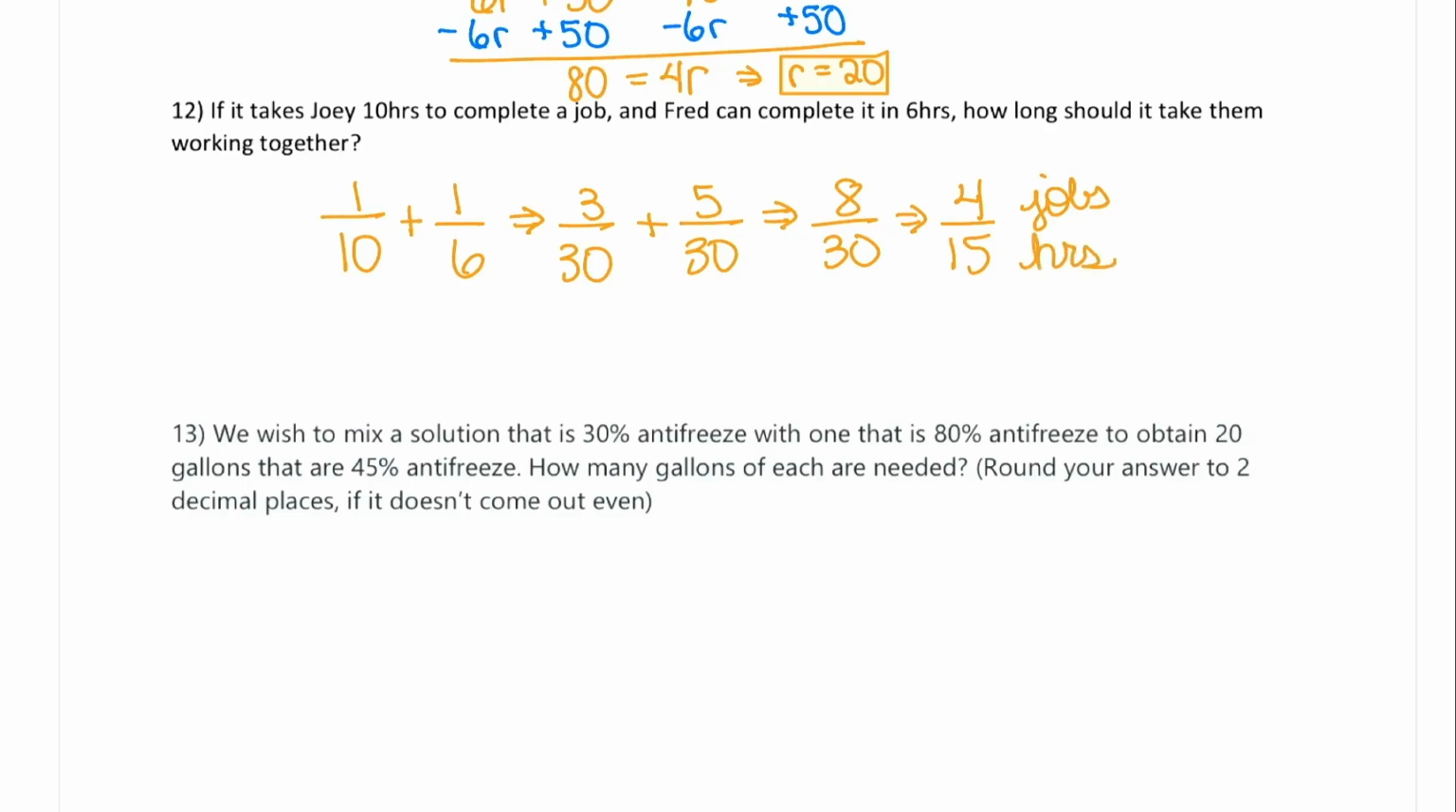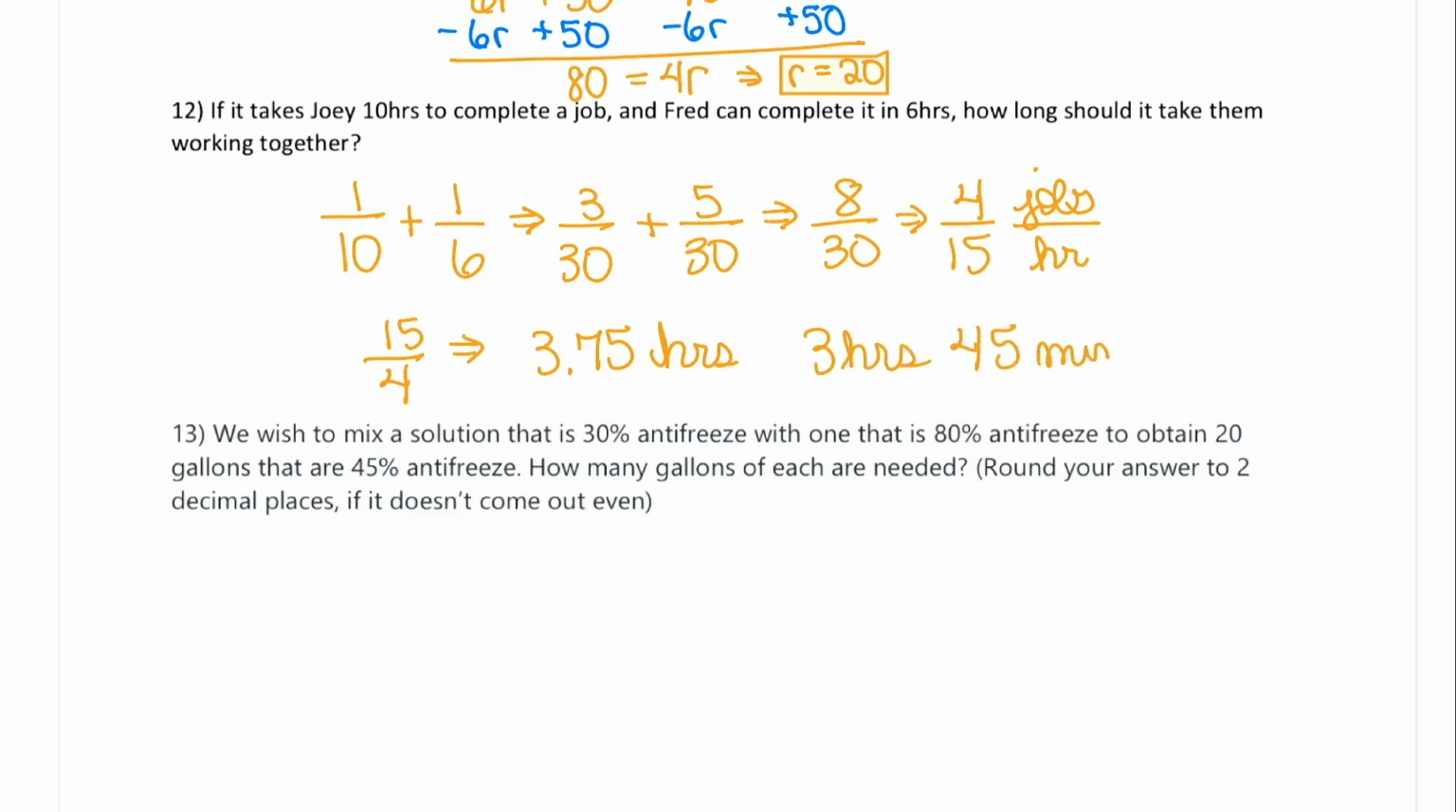Since we want to know how many jobs happen, or I'm sorry, 4/15ths of a job in an hour, but we want to know how many hours it will take them per job, we can just find the reciprocal. We're just going to flip this around. And that means that this will be 15/4. And that works out to be 3.75 hours. Now, 0.75 of an hour is 45 minutes, and you can find that by multiplying 0.75 times 60, but this is going to be 3 hours and 45 minutes if they work together.